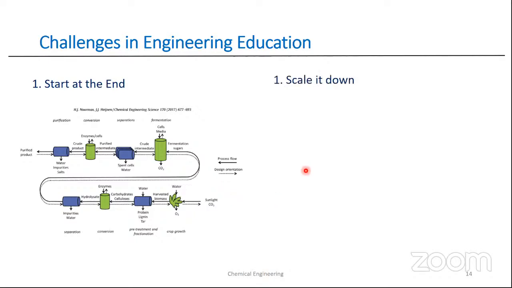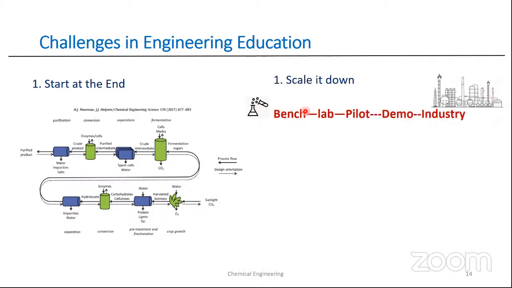The second approach we have is to scale it down. In industry, as I said, we start with an idea, a lab-scale idea, and then finally large-scale production, so there is a scale-up process. It's called scale-up. You construct it in a lab-scale setup, the bench scale. Then a pilot scale, a little bit larger. Then a demo scale, a small plant, but still not really a large production, and finally industry.